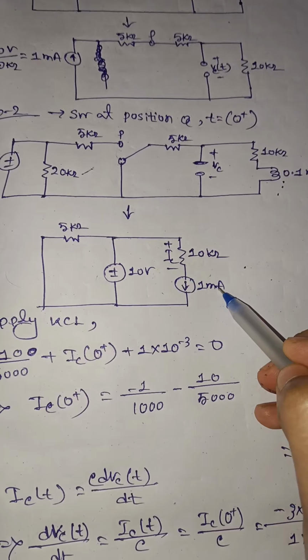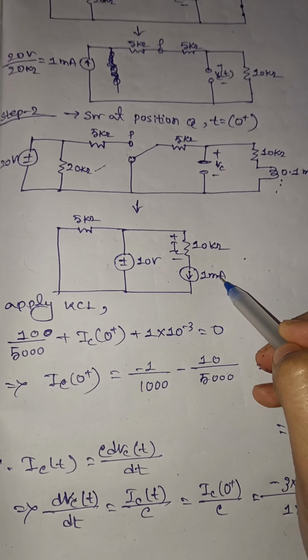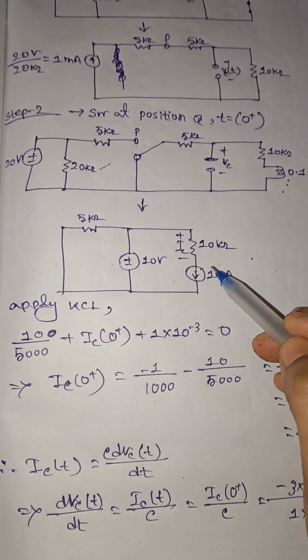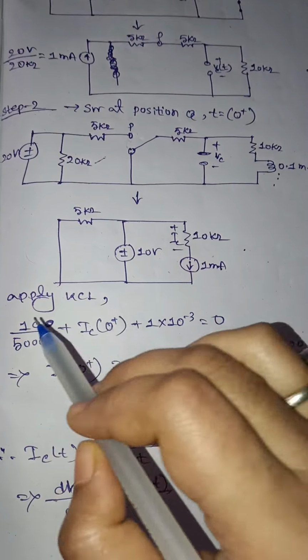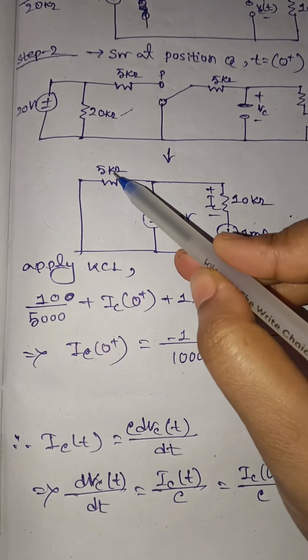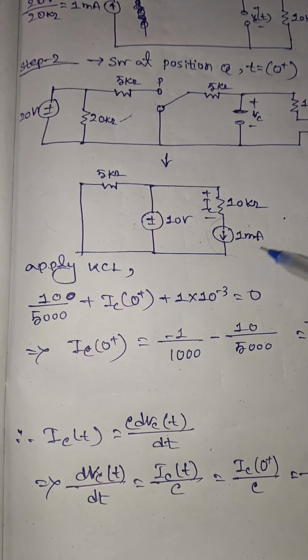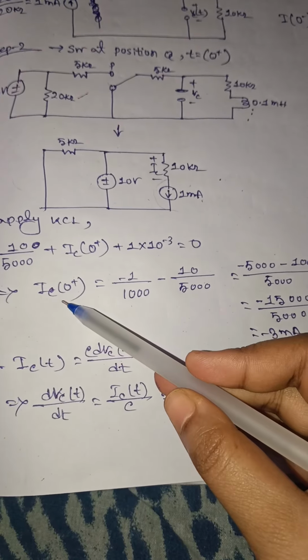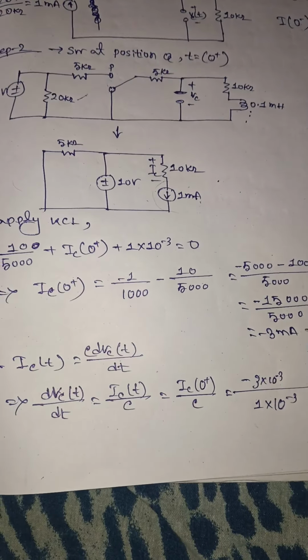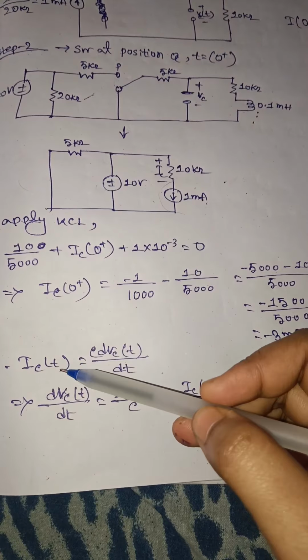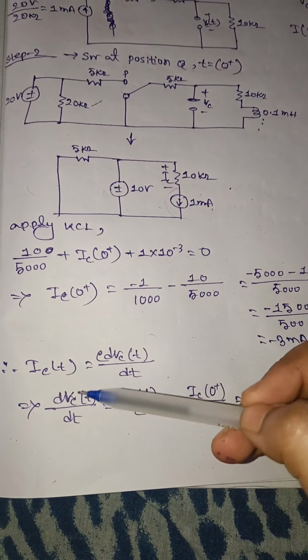So here is 1 milliampere, and we need to find the voltage. According to this circuit, we now have a way to find the current. So apply KCL: 100 divided by 5 kilo ohm, which is 5000, plus this current and plus this current equals 0. So find the capacitor current: minus 3 milliampere, and the capacitor current is equal to this formula of current.